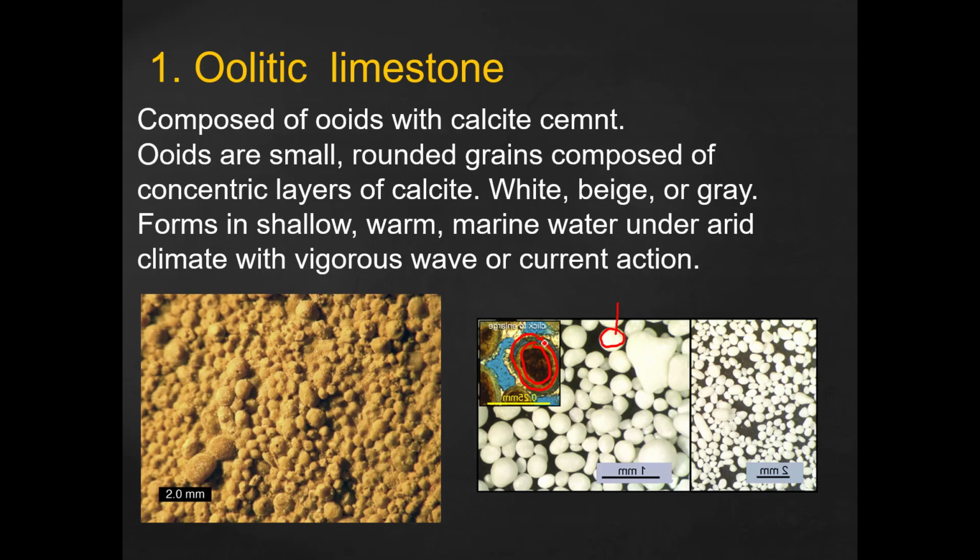So the most important thing is that the oolitic limestone forms in an arid climate, so it has to be a no-rain climate or rarely rain, and it has to be shallow, and it has to be high energy, meaning it's in the wave zone, a high energy environment.